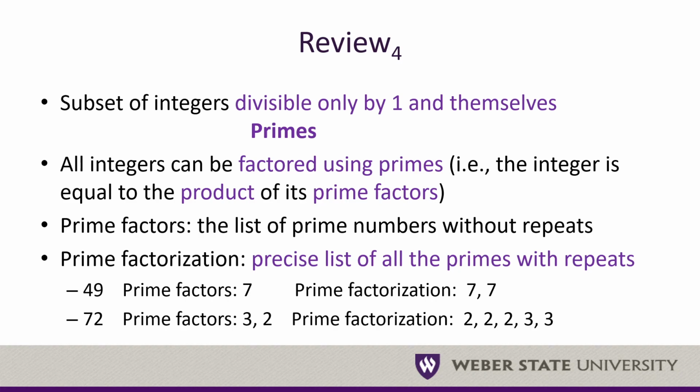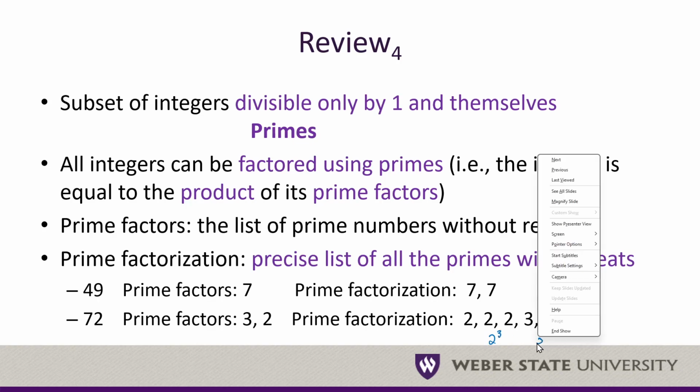72, prime factors 3 and 2. Well, we've got 2, 2, 2, 3, 3 for the prime factorization. So that's the idea, is we list all the numbers with repeats for the prime factorization. Another way to write this, and oftentimes you'll see it this way, is 2 to the third and 3 squared.